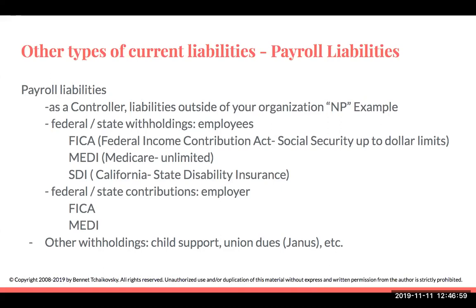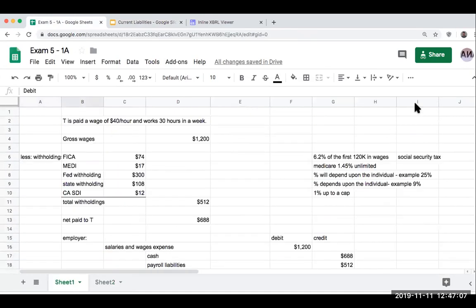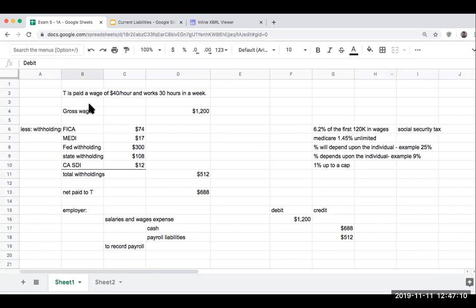So let's take an example of this really quickly. So we're going to go up here. Okay, so we've got T, who is paid a wage of $40 per hour and works 30 hours in a week. So the gross wage, and if any of you have received a paycheck, you'll see the gross amount of the wage right here. Then you're going to have less the withholdings. Now, FICA for the employee is going to be 6.2% of the first X dollar amount in wages.